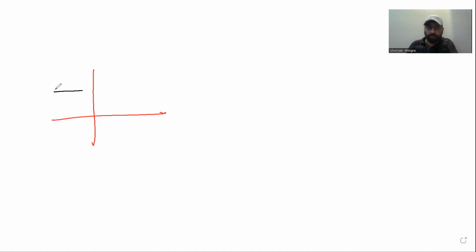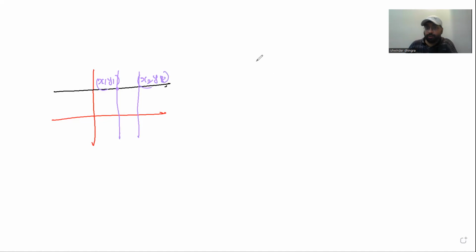Let's suppose, what about this? We are given a line parallel to the x-axis. Now, let's try to do the same process. Draw two parallel lines this way. Now, let's say this is x1, y1. Let's say this is x2, y1.